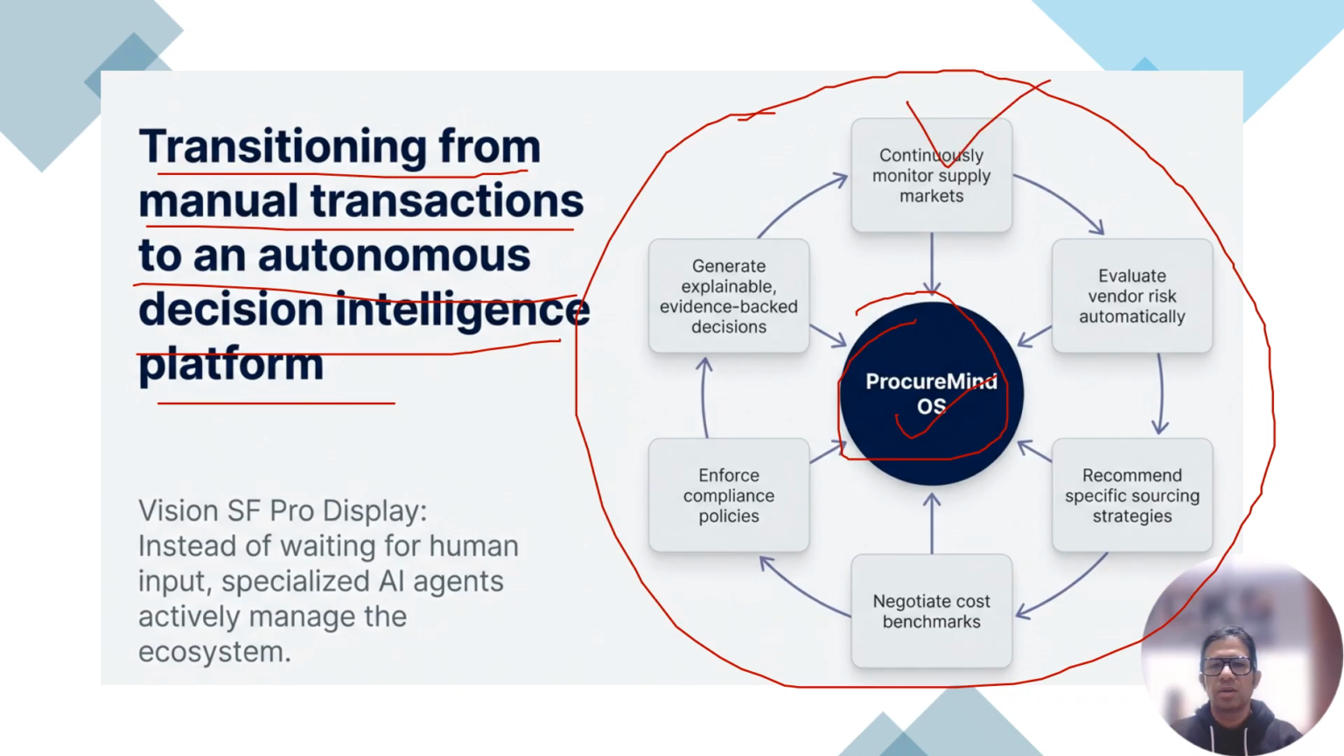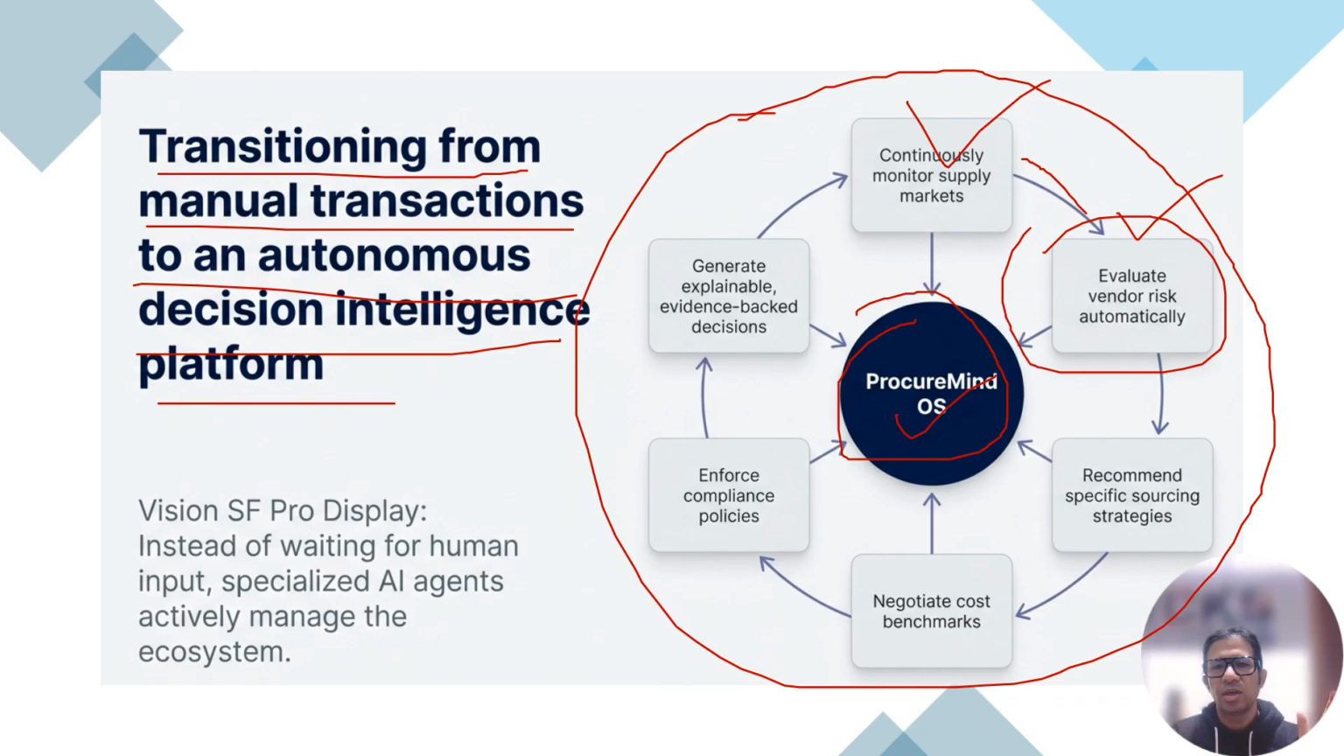See this. First capability, continuously monitor supply market, meaning not once a quarter, not once a month, continuously. So if lead times change, if a commodity price spikes, if supplier capacity drops, the system knows early. And that feeds into the next capability here.